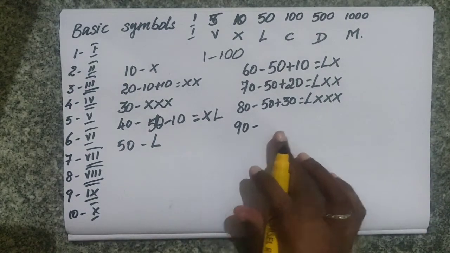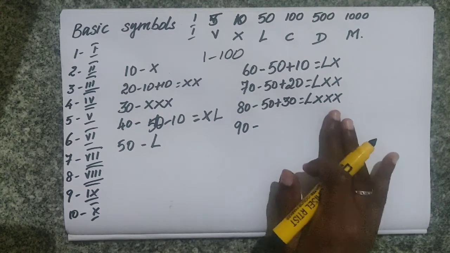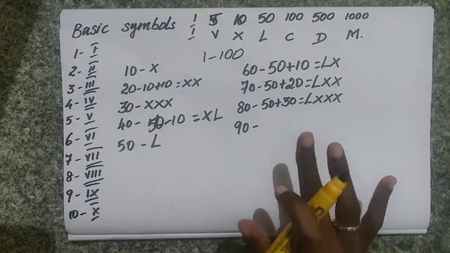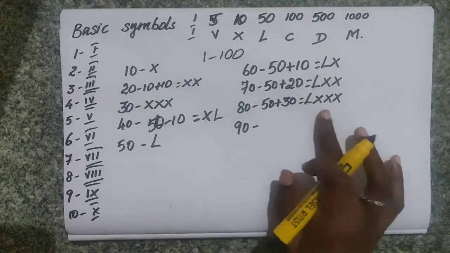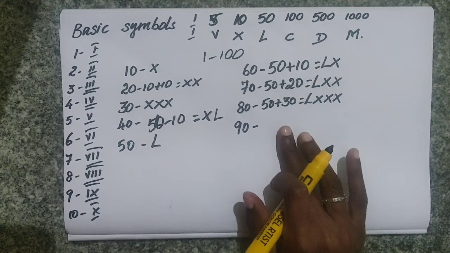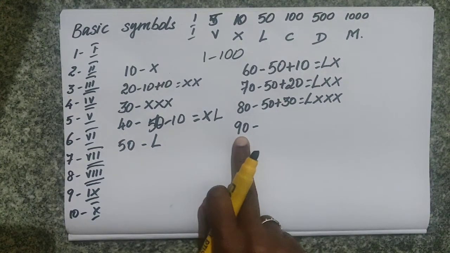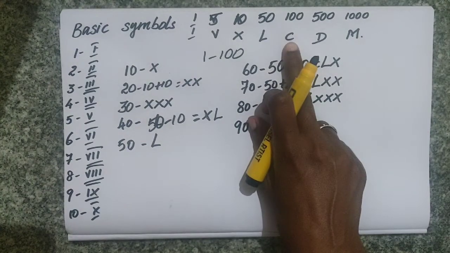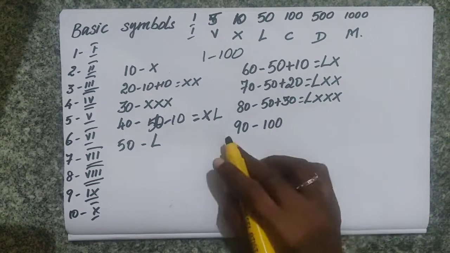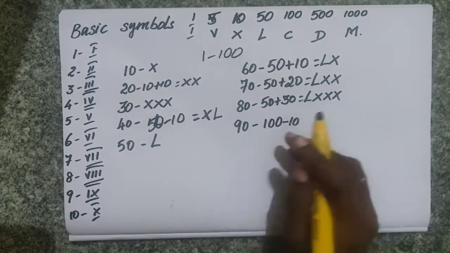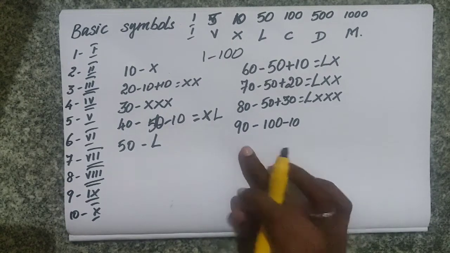Now for 90, this also you keep in mind. For 90 we cannot write 50 plus 40, because 40 means we have to repeat 10 four times, but we can repeat only 3 times. So we cannot go with addition. You have to go for subtraction, and for that you have to go for the next higher value. What is higher than 90? 100, that is C. From 100, what if you get 90? You have to minus 10. So from 100, if you minus 10, you get 90.